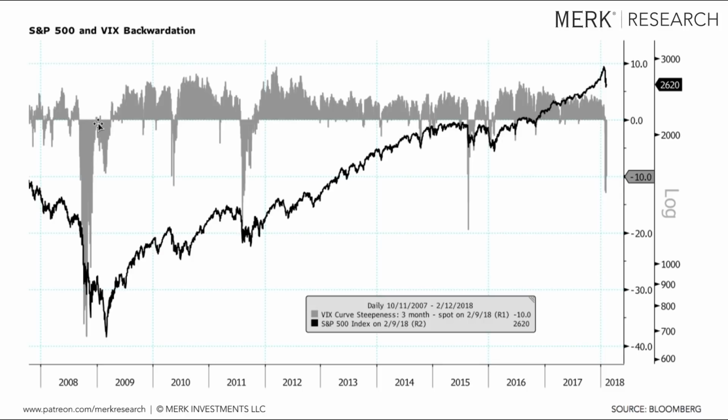Now you do get some head fakes here, where this line itself can be volatile and jumping back and forth across this zero line. But given that we're well negative on this, and I'm recording it after the close on February 9th, I would say that in my interpretation, this correction is very much still in play, meaning we could see new lows in the current drawdown that we're in right now.